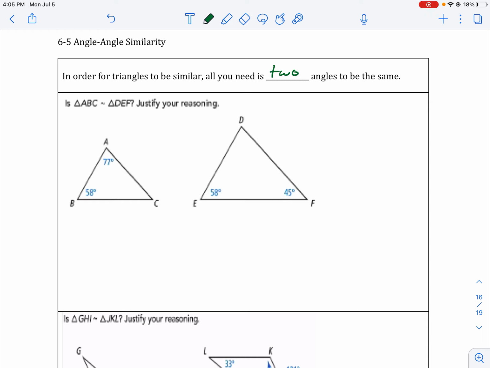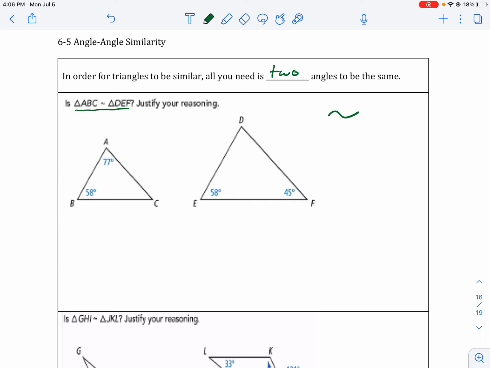That's it. As long as two of the angles match up in each of the triangles, that means the third one has to match up, and those two triangles are in fact similar. So let's look at this similarity statement here. This symbol means similar to. So triangle ABC is similar to triangle DEF.